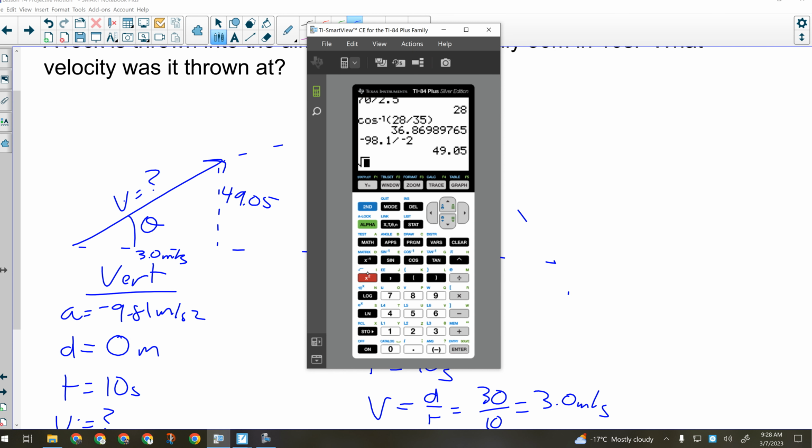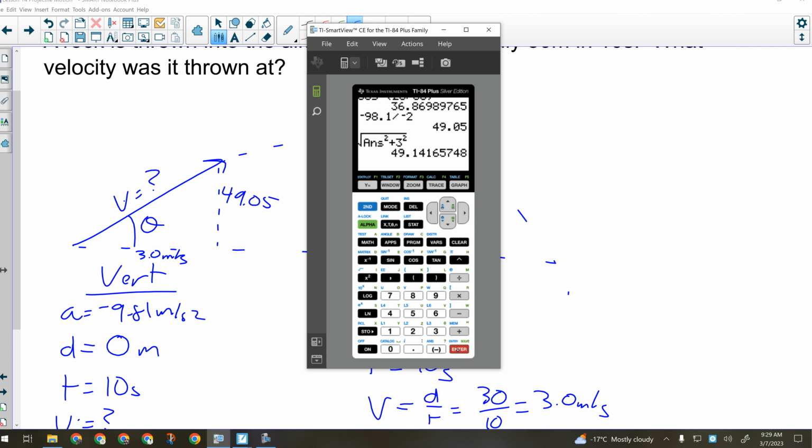So I take the square root of that number squared plus 3 squared. So I'm going to get 49.1, but slightly different 49.1. Basically we're saying here that that horizontal part is so small that it makes virtually no difference. And then I can calculate the angle.